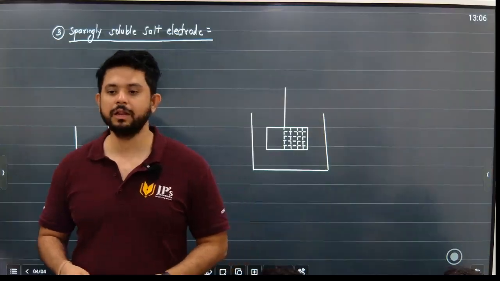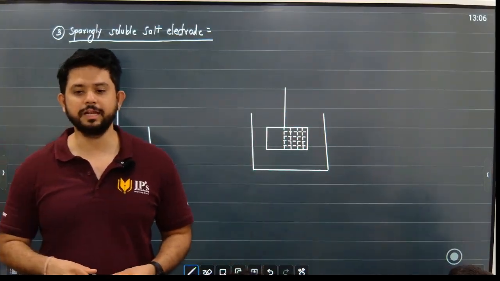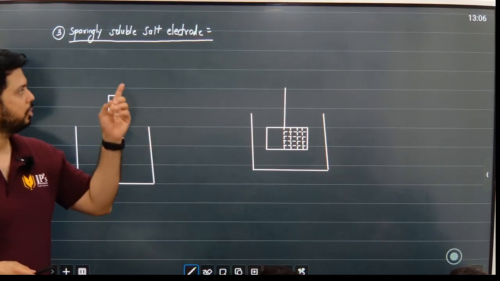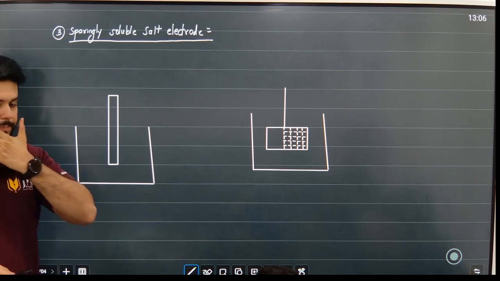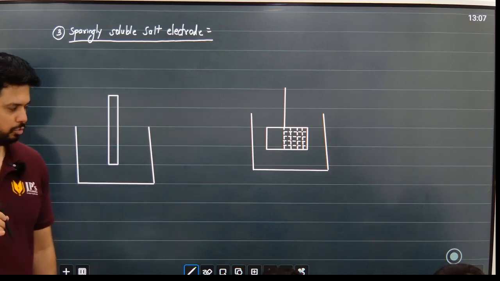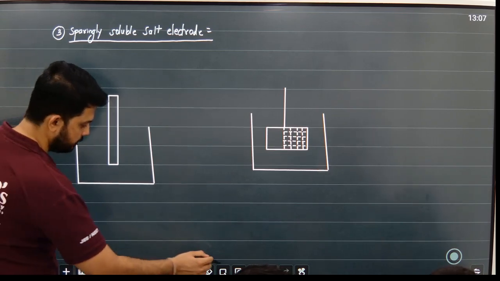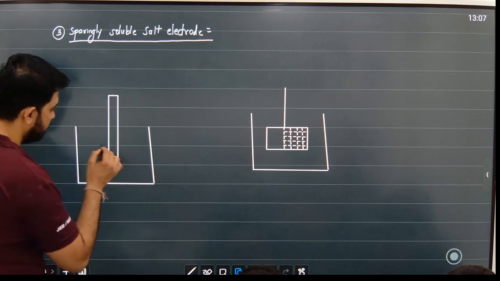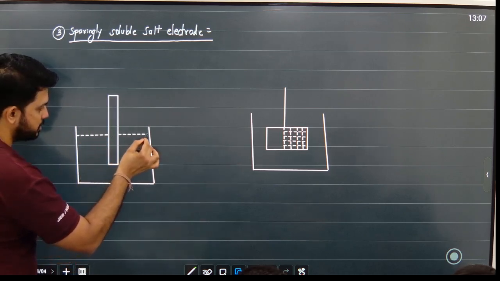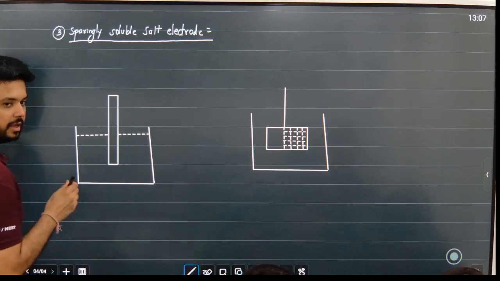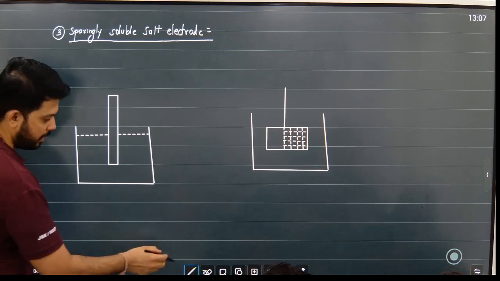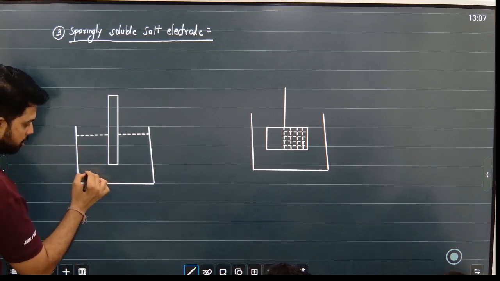Okay, now the next electrode that we have is called as sparingly soluble salt electrode. थोड़ा सा tricky to understand, ध्यान से देखिए. Now people, let's say I have a sparingly soluble salt. Where did we do sparingly soluble salts? Excellent. In equilibrium solubility product. Now I have a sparingly soluble salt AgCl.